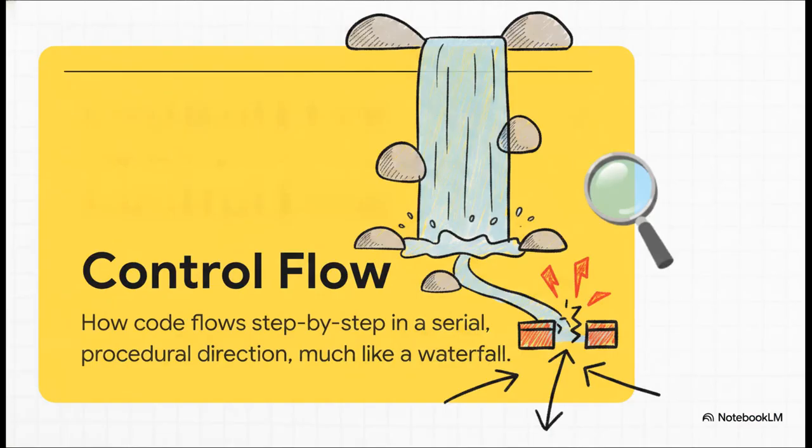So, control flow is basically how your code moves step by step in a serial direction. Imagine a waterfall navigating around a bunch of rocks. It flows top-down, and it branches off based on whatever obstacles it hits. But I gotta give you a gentle warning here. Python is a notorious perfectionist when it comes to whitespace. If your indentations don't line up absolutely perfectly, well, the waterfall crashes and you'll get an error.